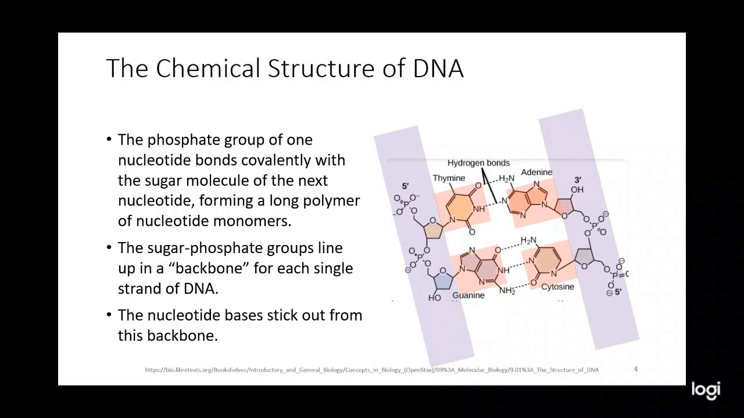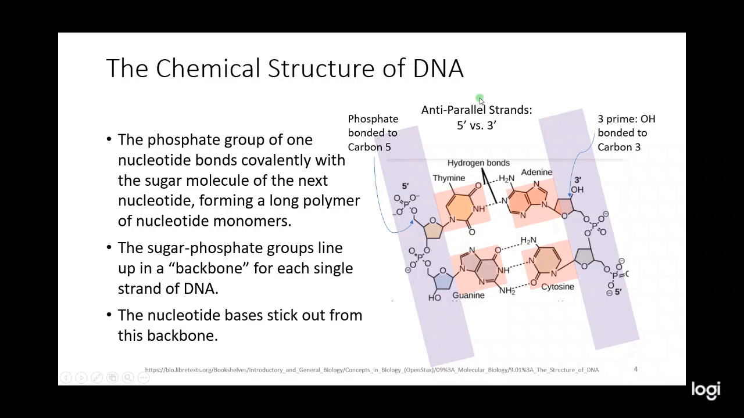Another key feature of DNA is its anti-parallel orientation. One strand has carbon 3 of the sugar facing upward, while the other strand has carbon 5 facing upward, ensuring proper alignment for base pairing.